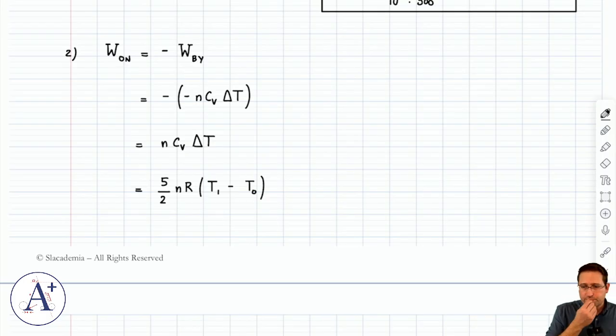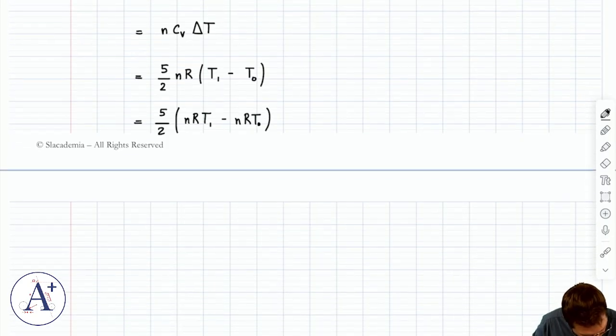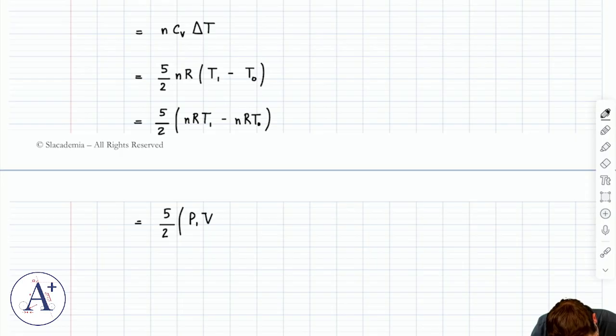Now you might say, well, okay, now you really need the number of moles. Like, how are you going to figure this one out? Okay, this is a classic trick. Expect that you would have to do something like this in a problem, or at least that it's fair game. Let's absorb nR into the parentheses, and then let's argue that the ideal gas law does indeed apply, which of course it does. 5/2 of nRT1 is just P1V1 minus nRT0 is P0V0.